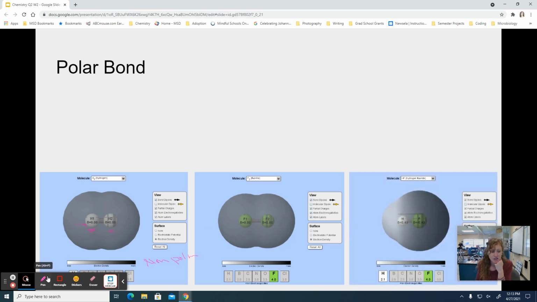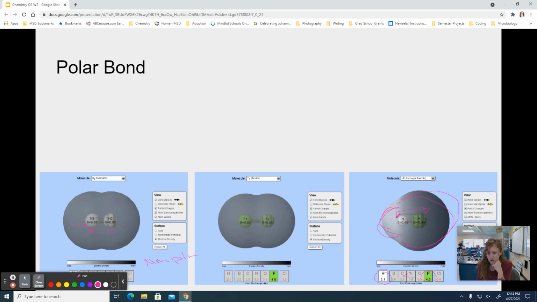Lastly, you can see the HF molecule. So notice we have hydrogen and fluorine. Here are the electronegativities for hydrogen and fluorine. You can see fluorine has a greater electronegativity than hydrogen does. And as a result, the electrons are going to shift. Notice that the cloud is bigger around fluorine, the cloud is smaller around hydrogen. So the electrons are going to shift towards fluorine.